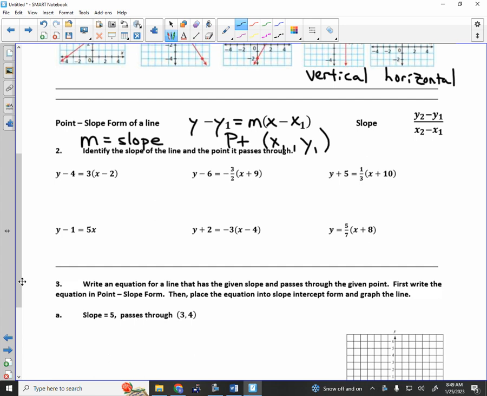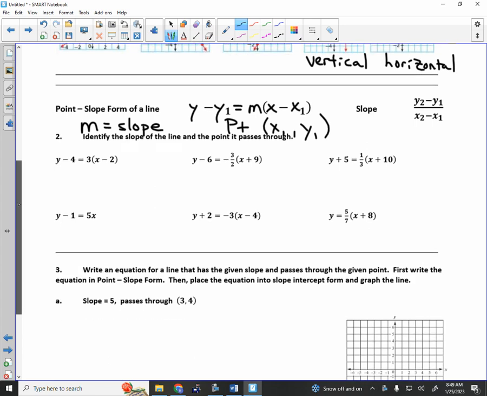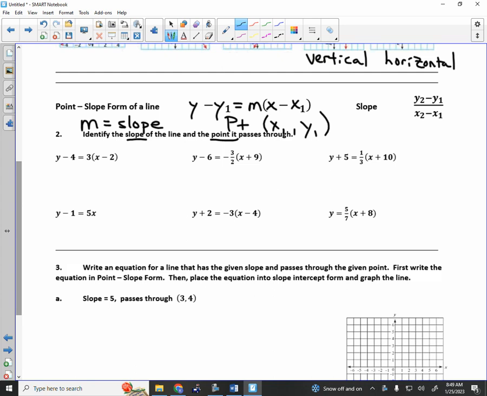So when we look at point slope form, we can tell what the slope is and also a point that it passes through. And this is something that we're going to use in order to write our equations for our lines. So we want you to get used to it, okay? Let's look at this first one and identify the slope and the point it passes through. Identifying the slope is usually pretty easy. What's the slope? It is 3. Notice the 3 sits where the m is.